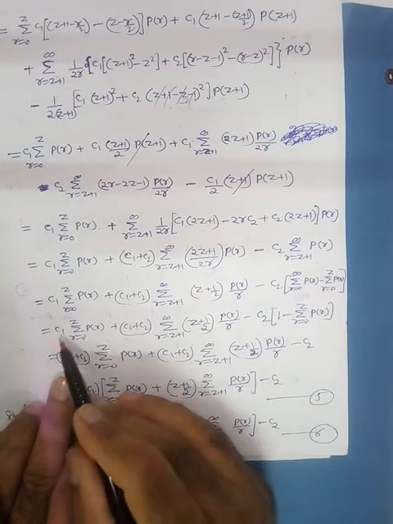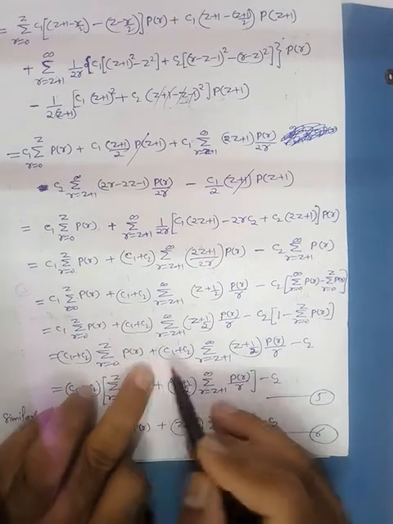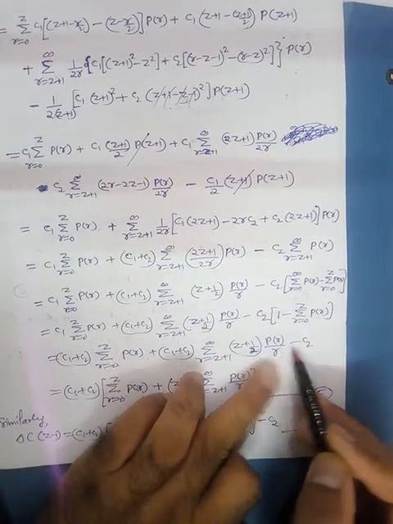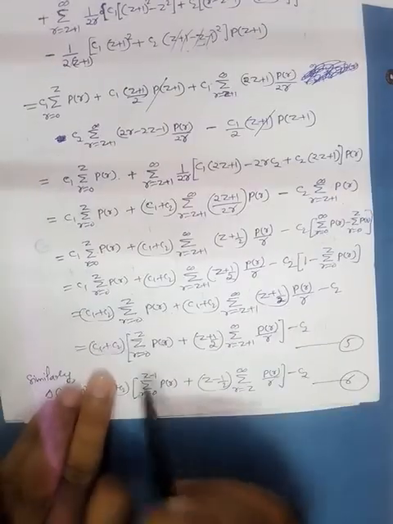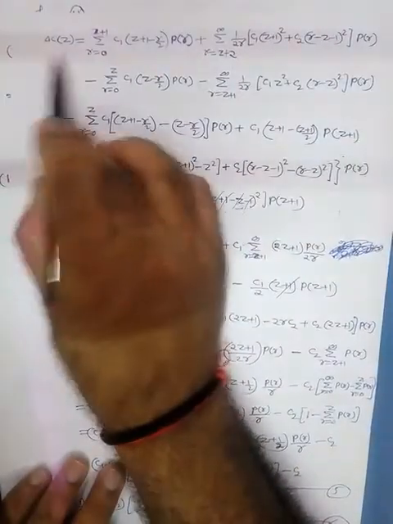So summation C1 plus C2, summation r from 0 to z, Pr, plus C1 plus C2, this summation Pr by 2, minus C2. Fine. So now take C1 plus C2 common, so we get this quantity. This is nothing but delta Cz.